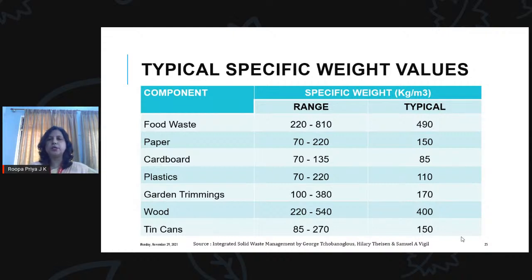There are many more components, but these are generally taken for any calculation of the specific weight of municipal solid waste. You can also observe the range specified in kg per meter cube, and also the typical specific weight mentioned in the last column for all these components of the solid waste.